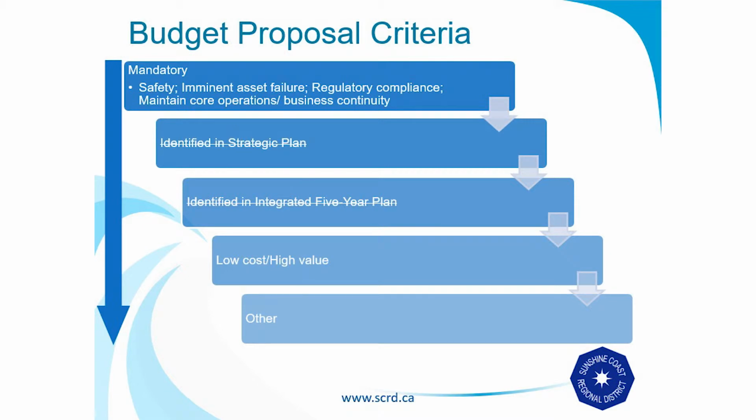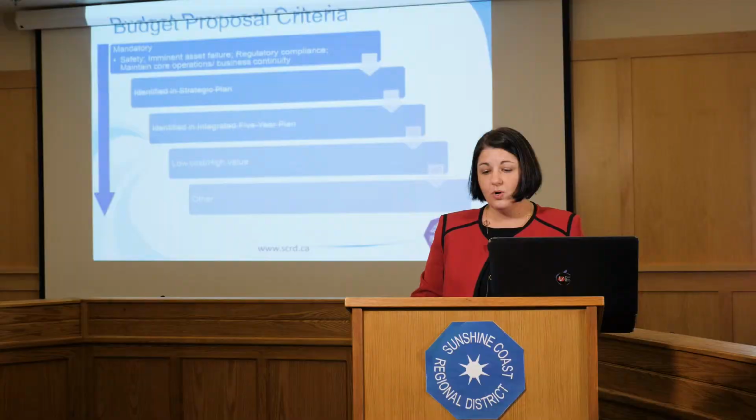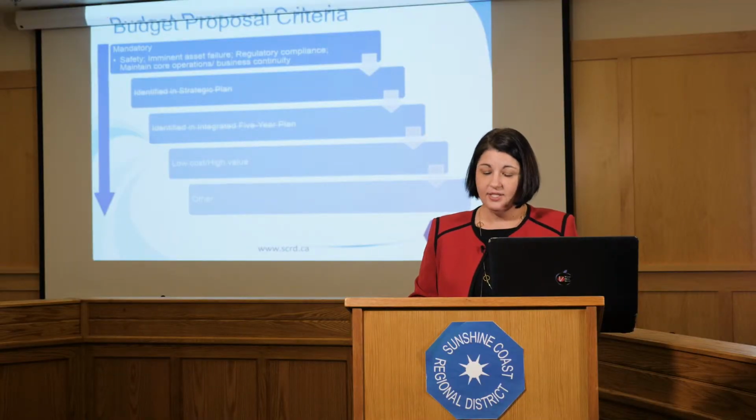Budget proposal criteria is set forth on a hierarchy. Proposals which are mandatory, which are safety, imminent asset failure, or regulatory compliance, are automatically inputted into the budget. Those for business continuity or to maintain core operations are presented for consideration, as those have decisions related to service levels. Items identified in the strategic plan or integrated 5-year plan are historical context, and of course we're just developing the new strategic plan, so no proposals were presented in those factors.